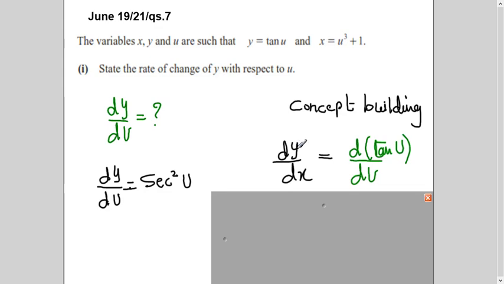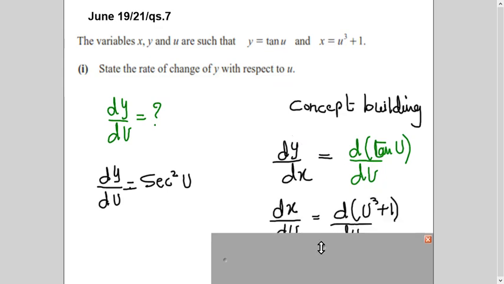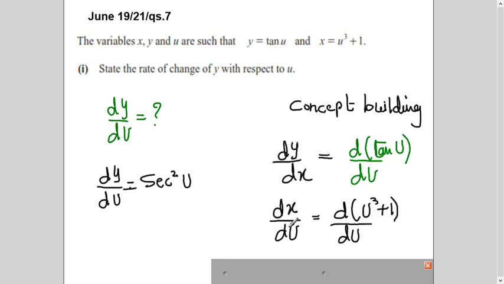Here also I was saying same thing, differentiation of y with respect to x. And what is my y? Tan u. So it is easy. Similarly, dx over du, differentiation of x with respect to u. So instead of x in bracket, I can write the expression, which is u cubed plus 1. So this has same meaning. So even if it is asked like this, do not get confused.